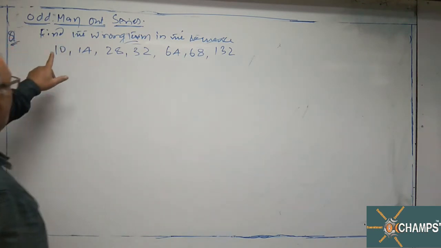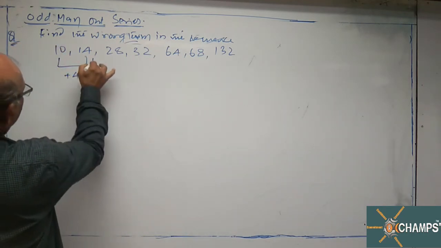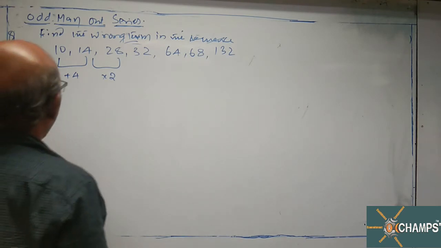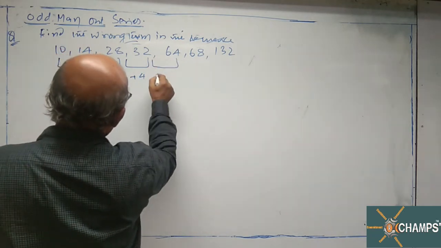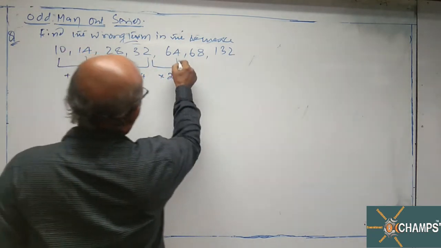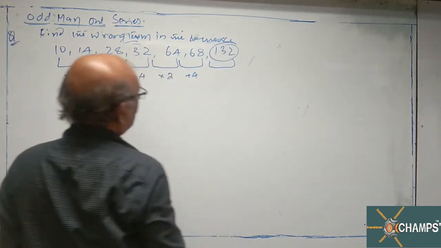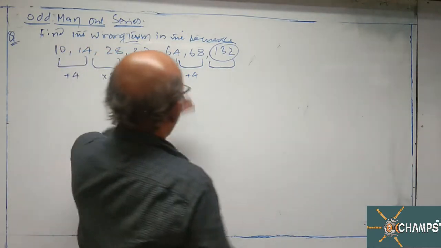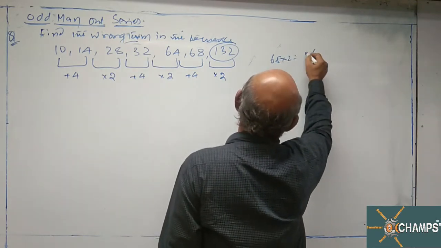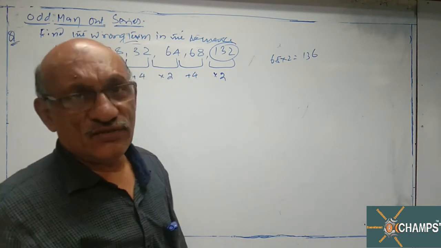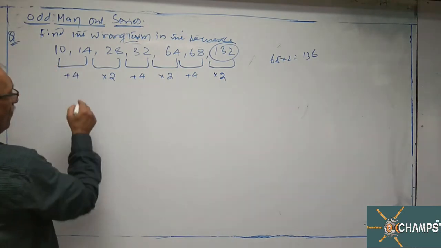Look at this, sir. 10, 14. So this is plus 4. This is into 2. Again plus 4, into 2. Here it is plus 4, into 2. I have to get into 2, 68 into 2. 8 2s are 16, 136. It should be equal to 136 instead of 132. So with 132, the pattern is not being followed.